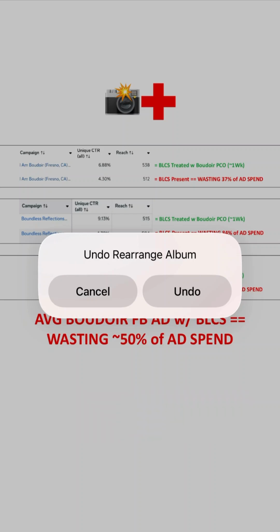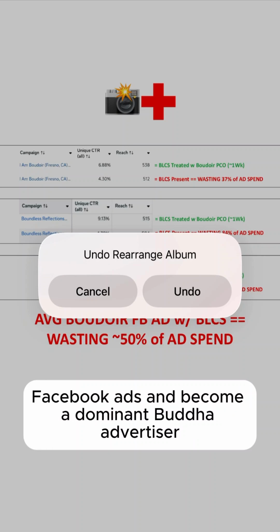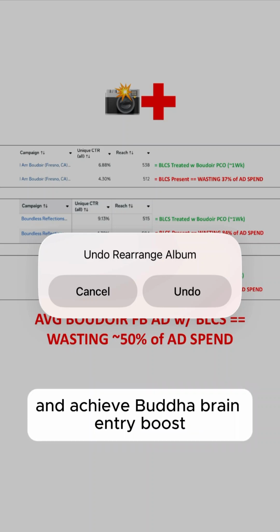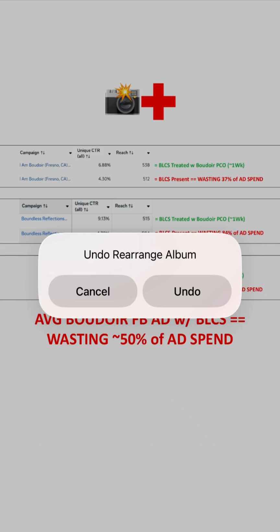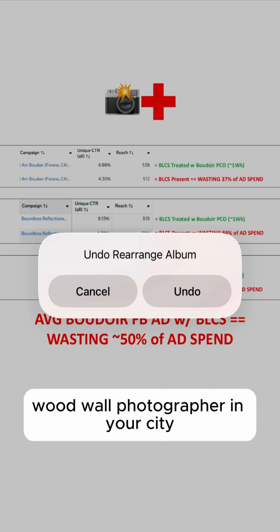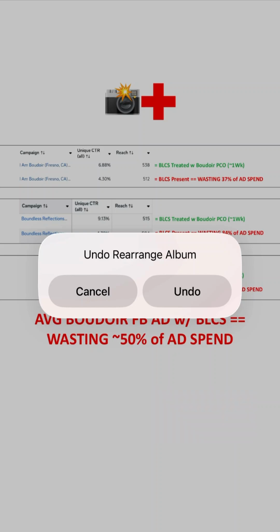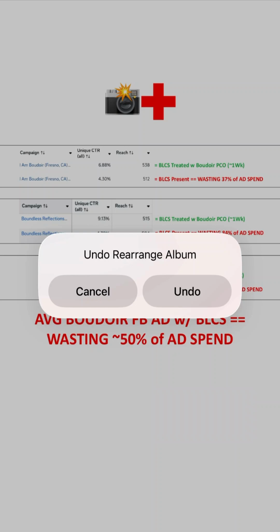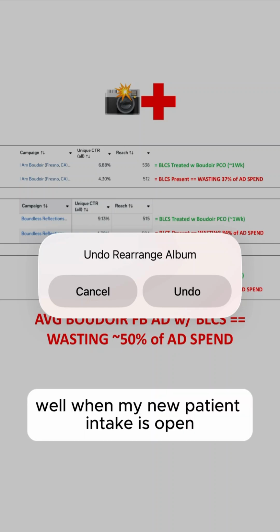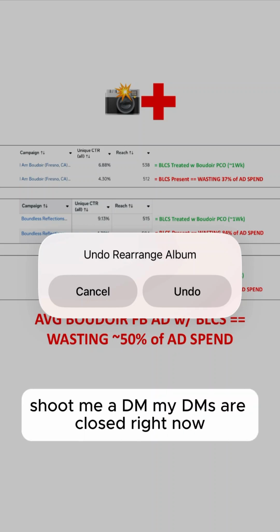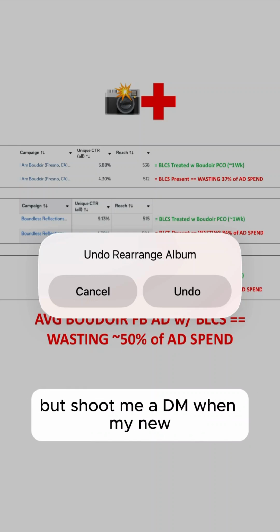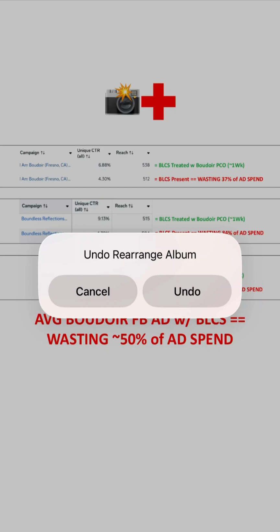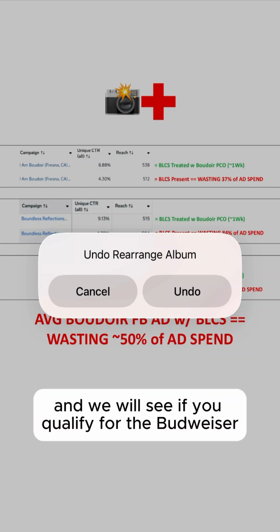And you want to achieve pre-click alignment in your boudoir Facebook ads and become a dominant boudoir advertiser and achieve boudoir brain entry boost, because you need that on your way to becoming the number one boudoir photographer in your city. Then shoot me a DM when my new patient intake's open. My DMs are closed right now, but shoot me a DM when my new patient intake is open, and we will see if you qualify for the Boudoir PICO treatment.